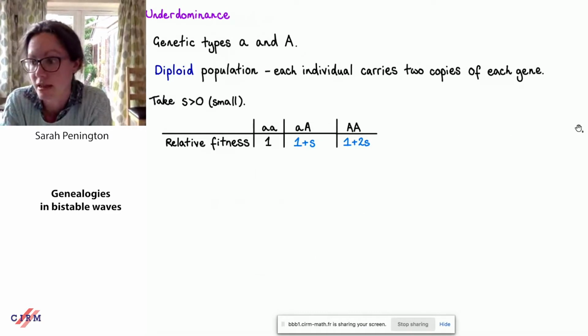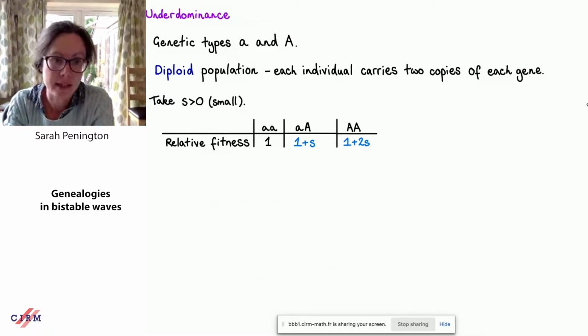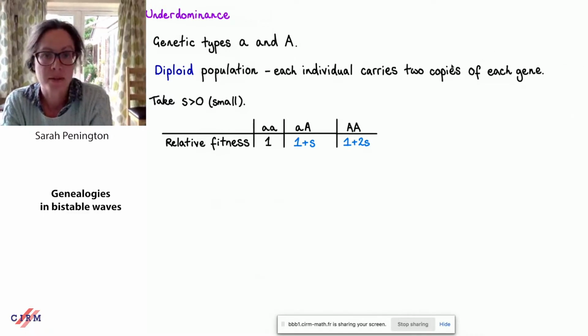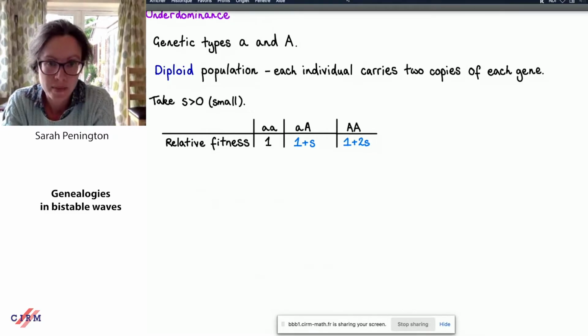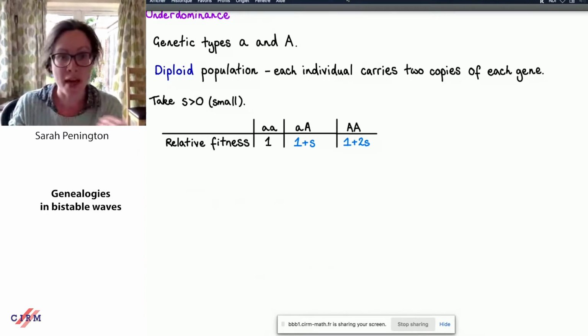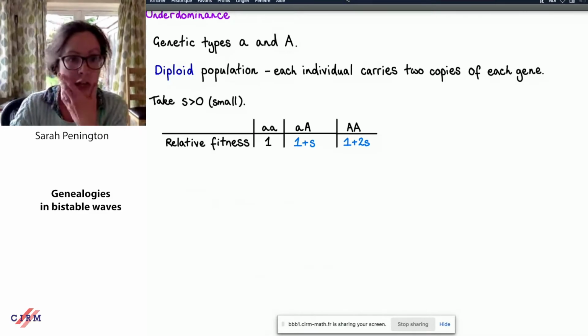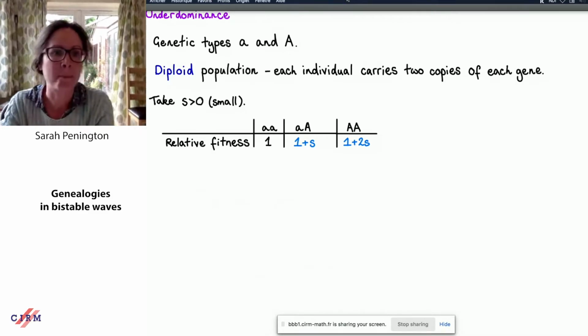our two genetic types called little a and capital A. But now we're going to be thinking about a diploid population, a population in which each individual carries two copies of each gene. So an individual would be made up of a pair of the genetic types little a and capital A. And we're still going to have a small positive selection parameter S.